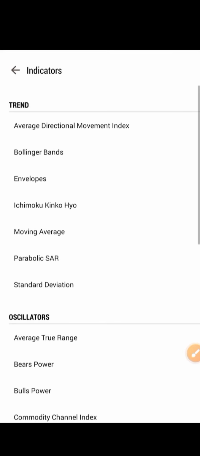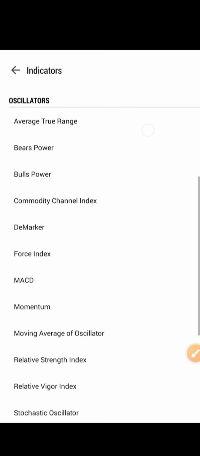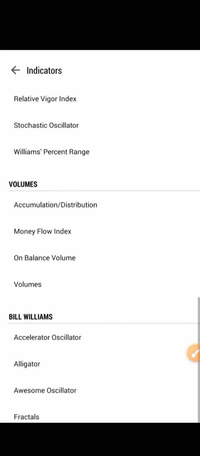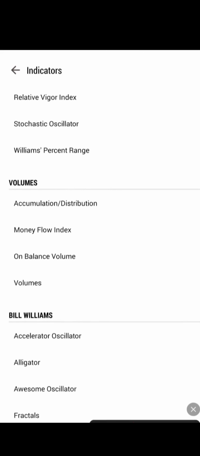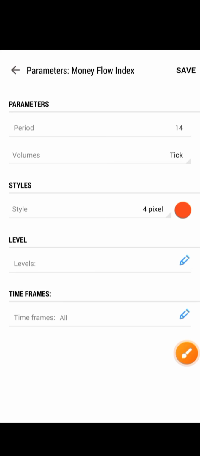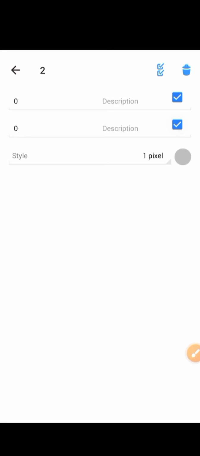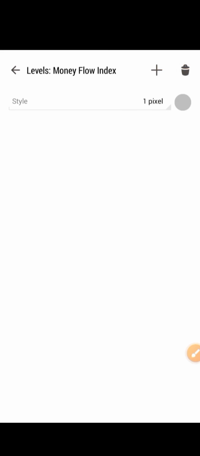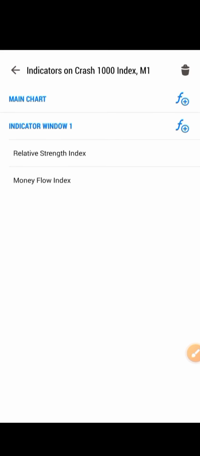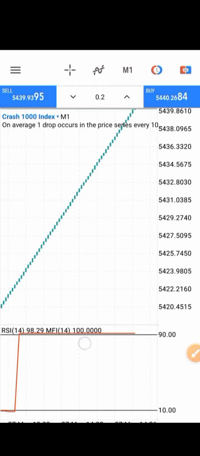So go back to the indicator window. Click on the volume. So you see the money flow index here. This is the indicator here. Click on the money flow index. Leave the parameters like this. Come to the level. I know you will have two levels here. Just click on the delete button and delete the levels. Then click on save after that. Go back to your chart. You should have something like this.